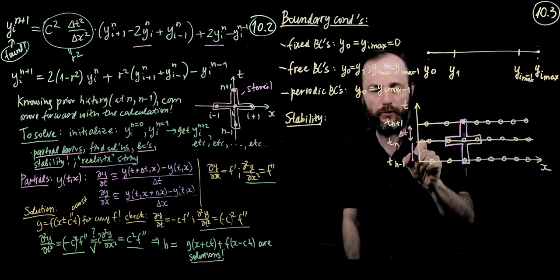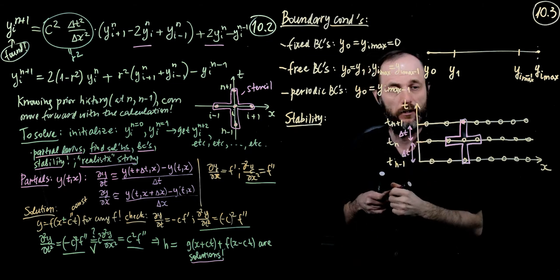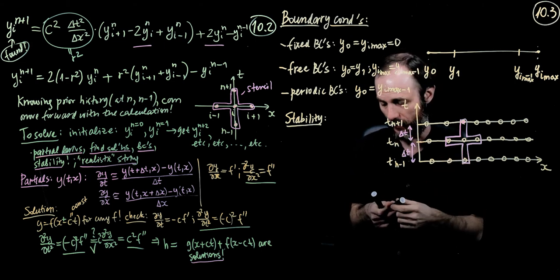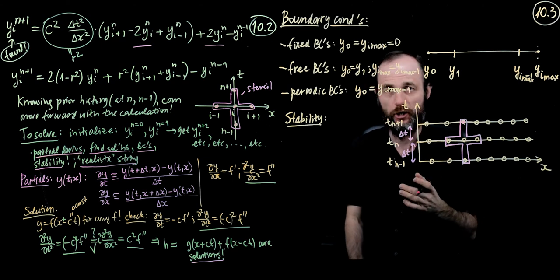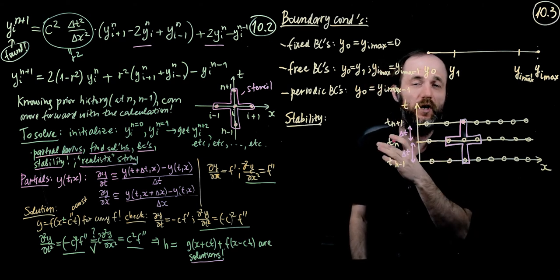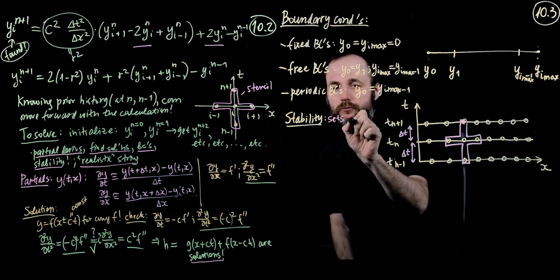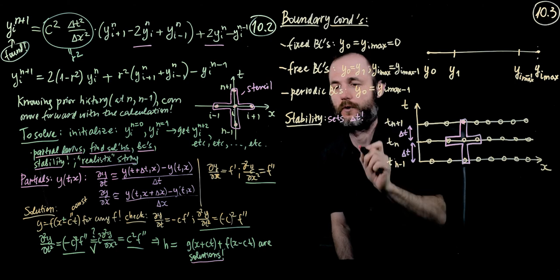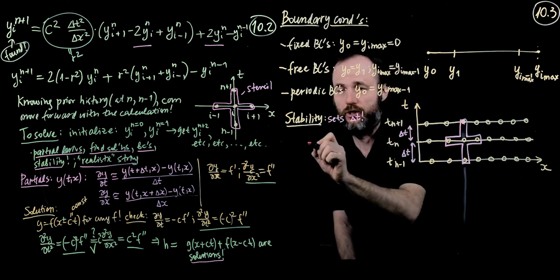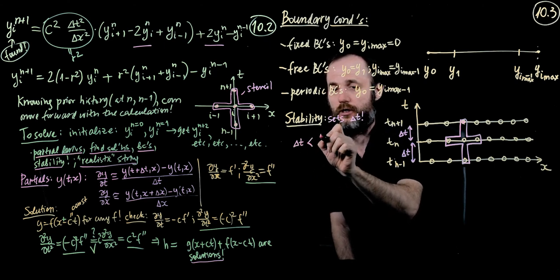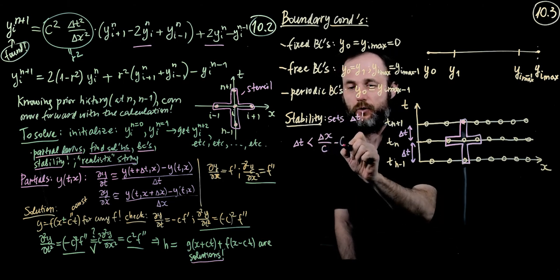And each of these is our time step dt. And we would like to understand when our scheme will be stable. The condition for stability turns out to be what sets the time step. In fact, the condition is that delta t is no larger than delta x divided by c. That's the Courant condition.